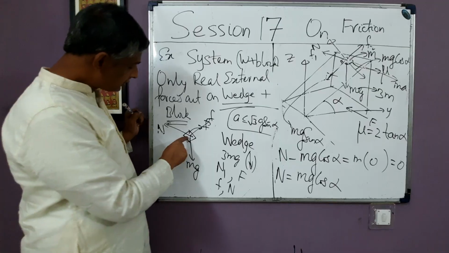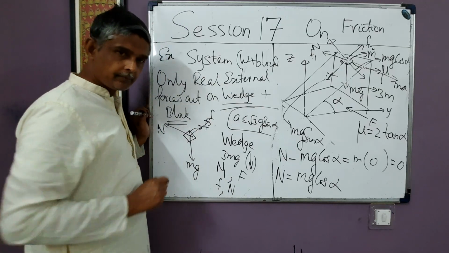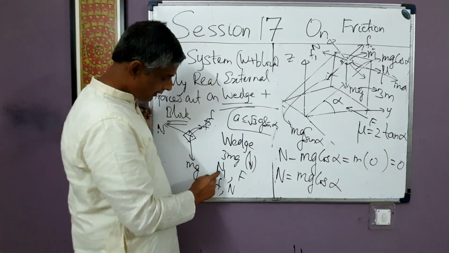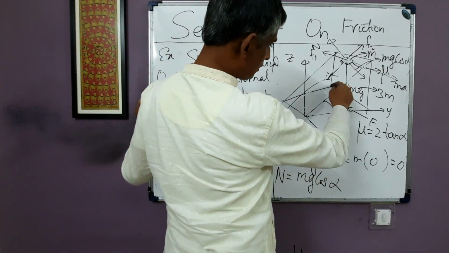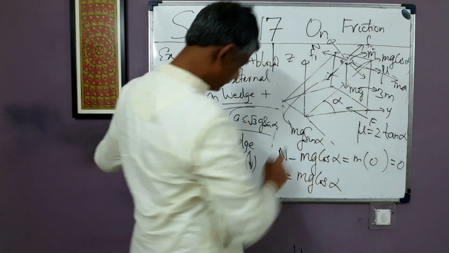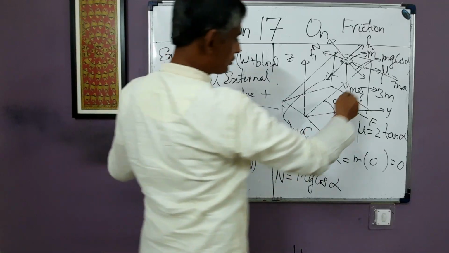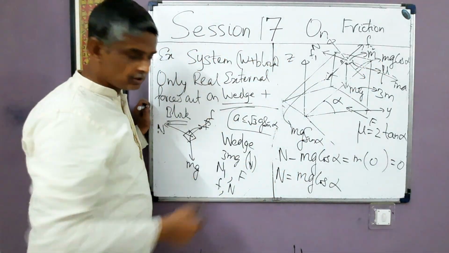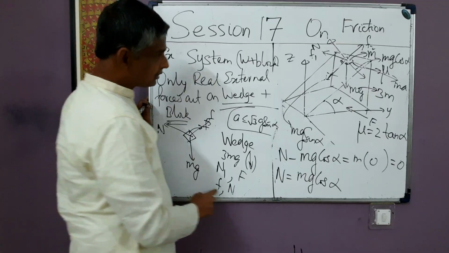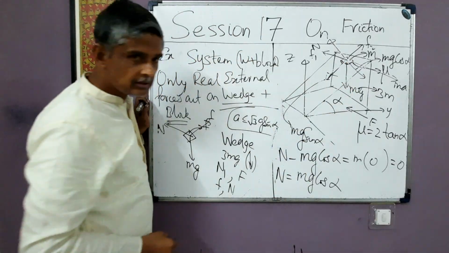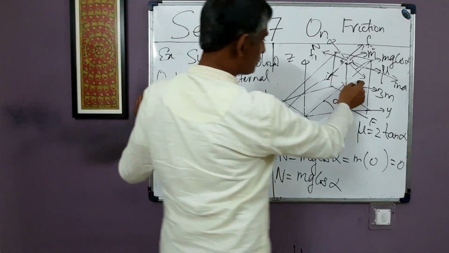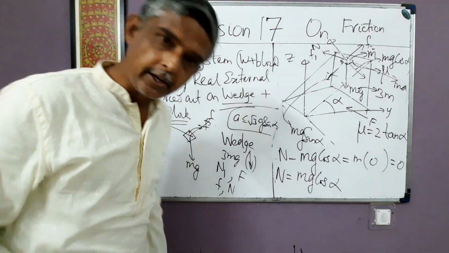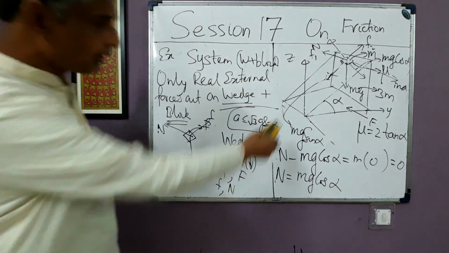So what are the real forces on the block? mg, f, and N. And what are the real forces acting on the wedge? 3mg in downward direction, N1 due to ground on the horizontal base of the wedge in upward direction, z axis, horizontal force F on the vertical face of the triangular block along negative x direction, and f, the friction force on the wedge due to block, and N, the normal force on the wedge due to block, Newton's third law. These are the forces.